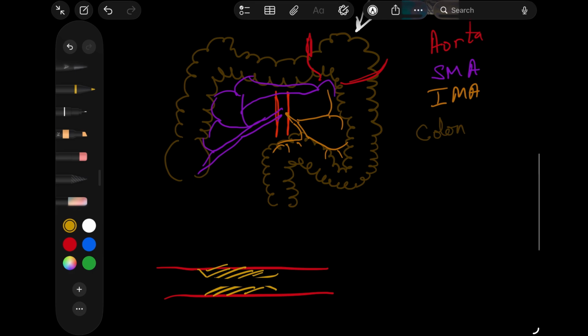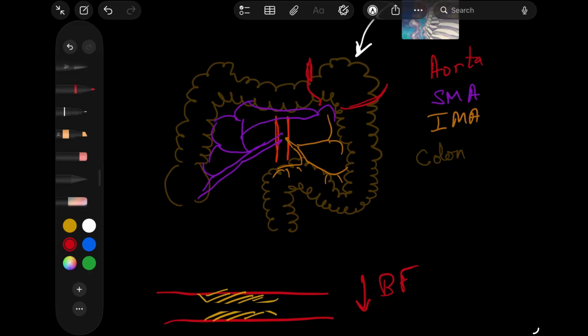And so this causes hypoperfusion of the splenic flexure, and because there's hypoperfusion, there's decreased blood flow and increased ischemia of that site. This causes an increase in mucosal injury to that area, and that would cause bleeding into the lumen, which would then cause the diarrhea with blood, as well as colicky abdominal pain due to the ischemic damage that's occurring.